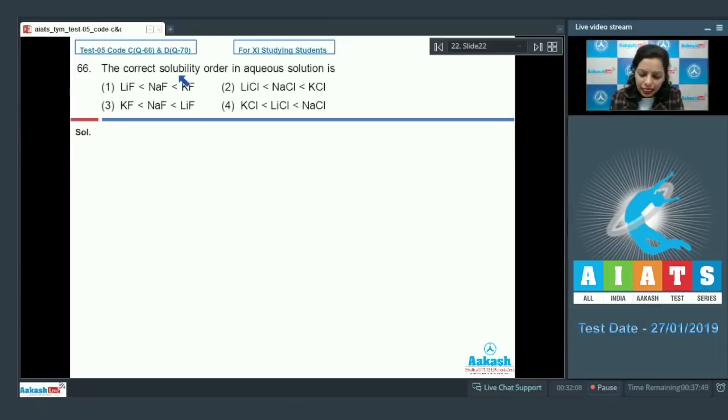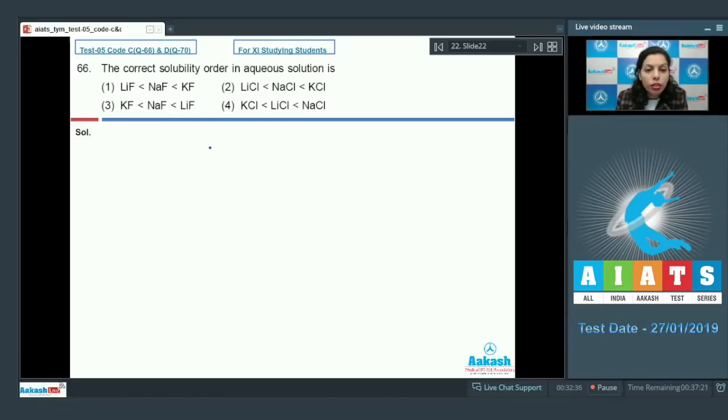Question number 66. The correct solubility order in aqueous solution is: lithium fluoride, sodium fluoride and potassium fluoride. Second option, lithium chloride, sodium chloride and potassium chloride. Then again, fluorides of alkali metals are compared, and here also chlorides of alkali metals are compared. It means what we need to compare here? First fluorides and then chlorides to find out the correct order.